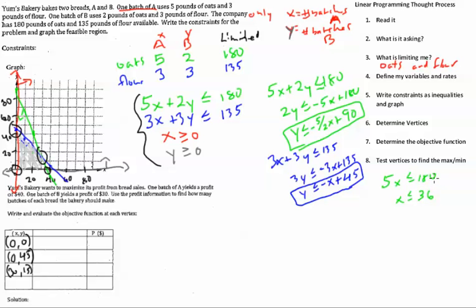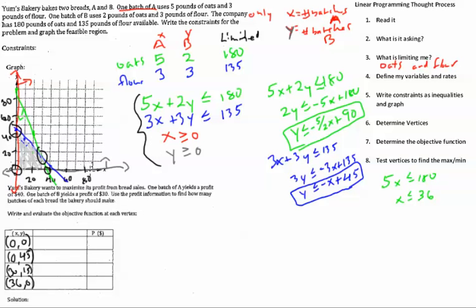That would be 180 divided by 5. 30 would give me 150, and then 6 would cover the last 30. So you guys can double check my math again. 180 divided by 5 is 36. So my final vertex is going to be 36, 0.